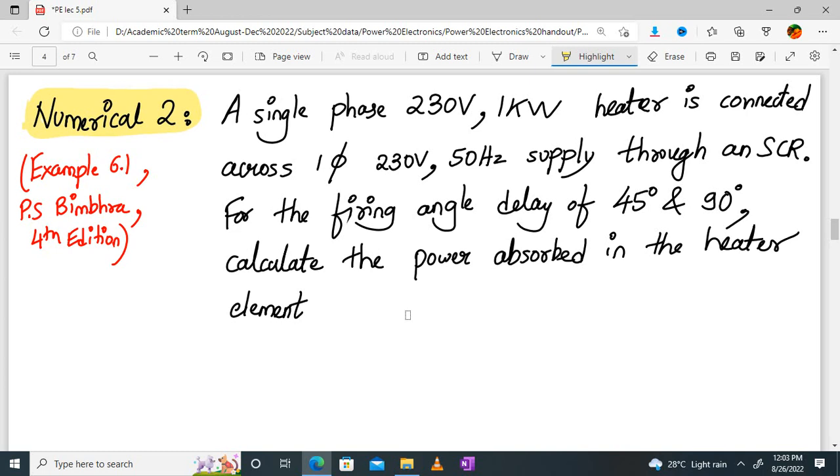मतलब हमारा load क्या है? What is my load? Heater. Heater is my load. So for the firing angle delay of 45 degree and 90 degree, calculate the power absorbed by the heater element. So normally in your household you use single phase supply. So they are saying by using a single phase supply you are controlling the heater, right? And that is a 230 volt 1 kilowatt. तो बोलो ये resistive किधर है? We will find out ना. Normally heater is a resistive element.